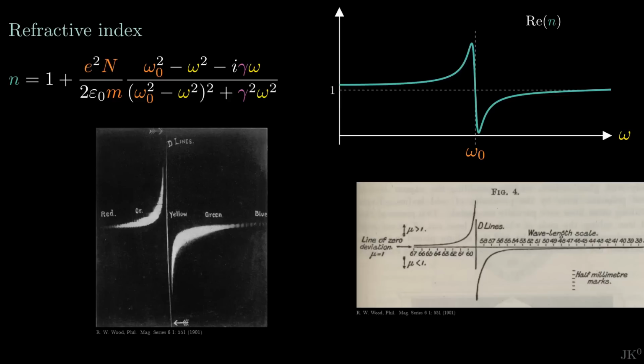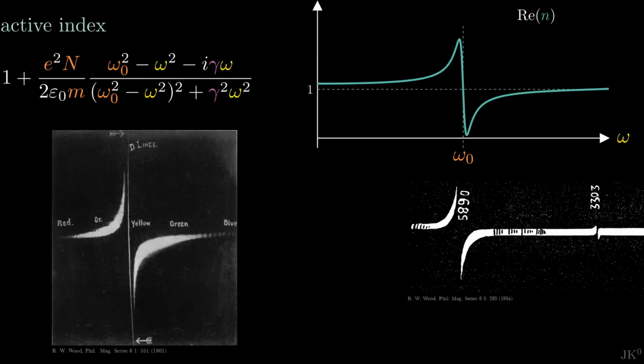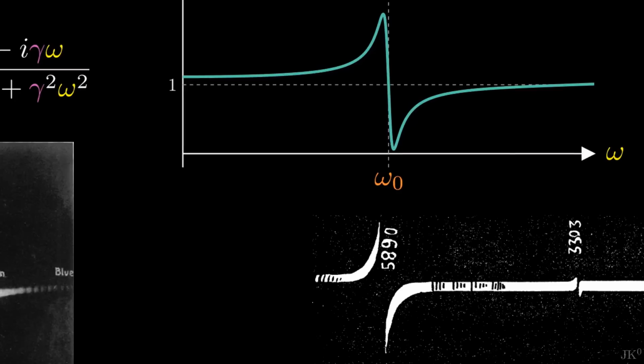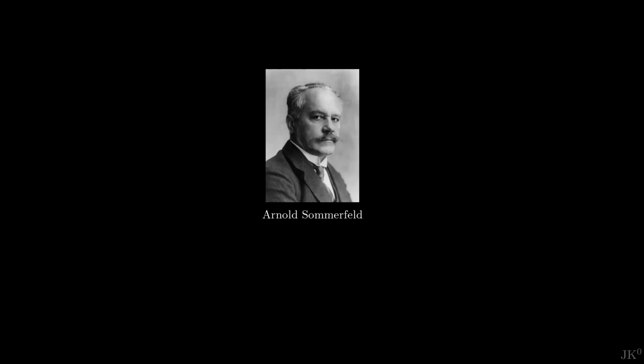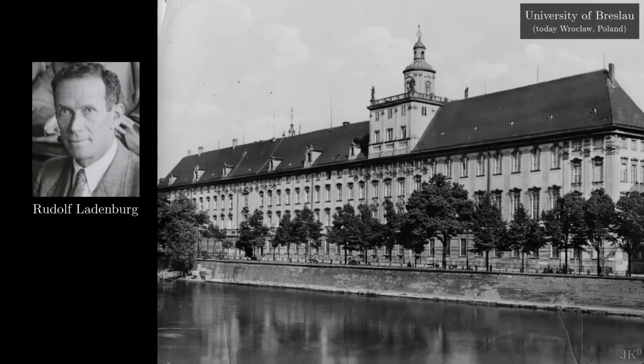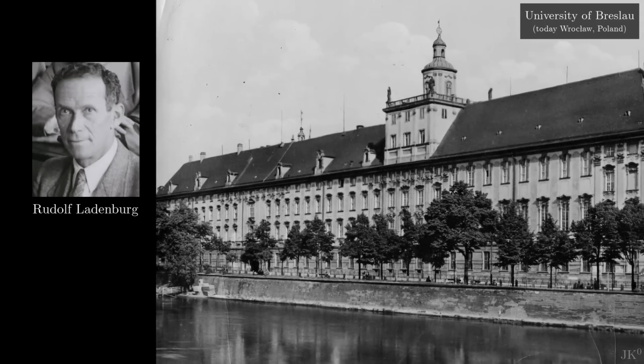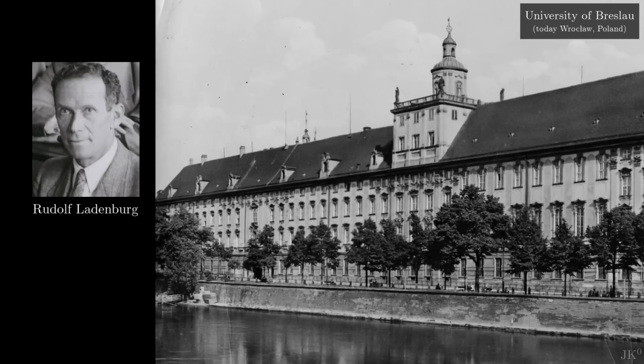For decades, experiments showed that the frequency of absorption lines coincide with the resonant frequency that produced the anomalous dispersion. Sommerfeld defended the model for a few years, but in light of the conceptual and experimental arguments against it, he accepted that his model could not be correct.